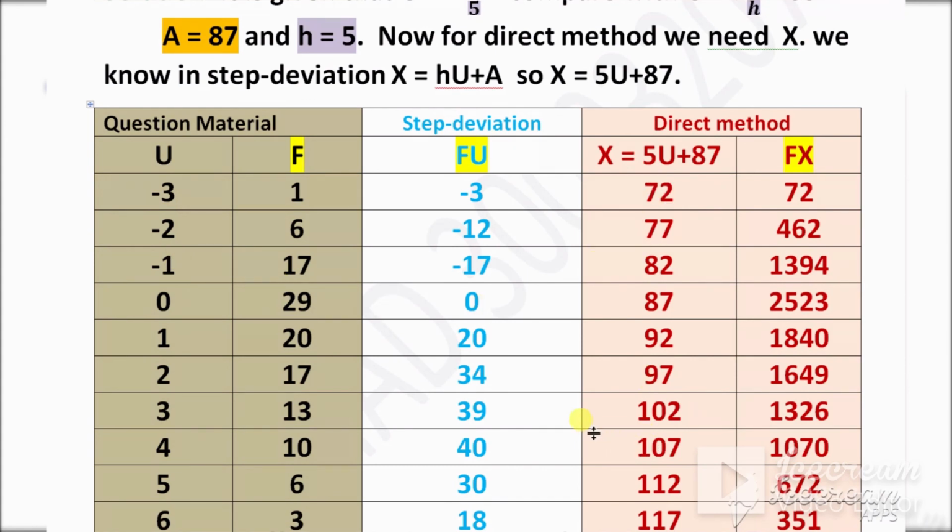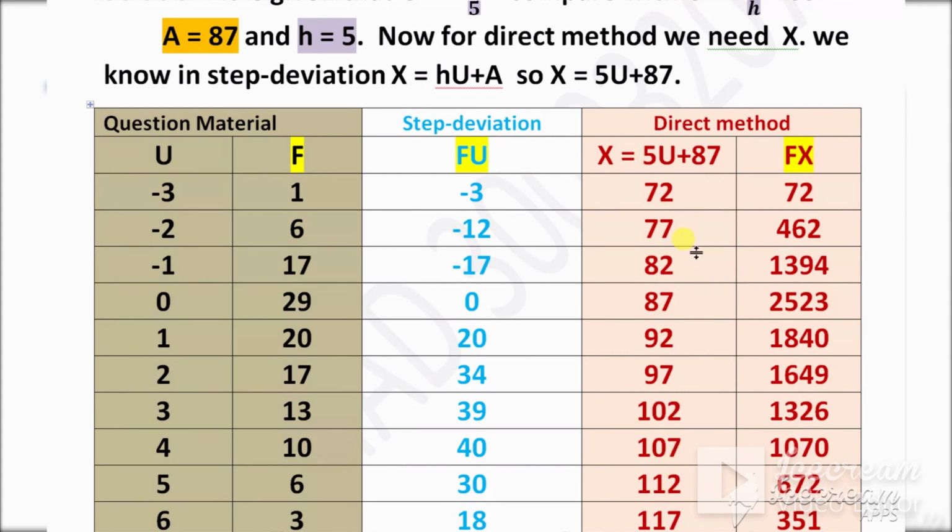Now 5 multiply 0 is 0. 0 plus 87 is 87. 5 multiply 1 is 5. 5 plus 87 is 92. 5 multiply 3 is 15. 15 plus 87 is 102. And this way we will get the value of x. Now this is the x column.